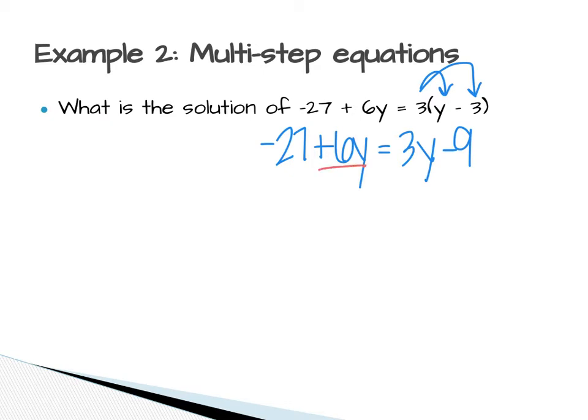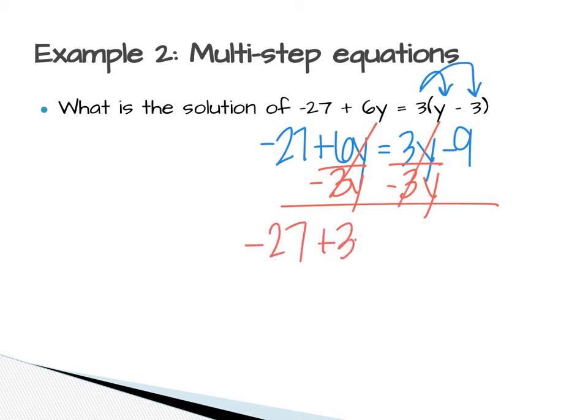I have more than one y, so I need to combine those. If they're on opposite sides of the equal sign, you have to do the opposite to one to move it over to the other. So I'm going to have to do negative 3y. And I get negative 27 plus 3y equals negative 9. Now what's happening to y? First it's being multiplied by 3 and then it's being subtracted by 7. So to undo these, we're going to first add 27.